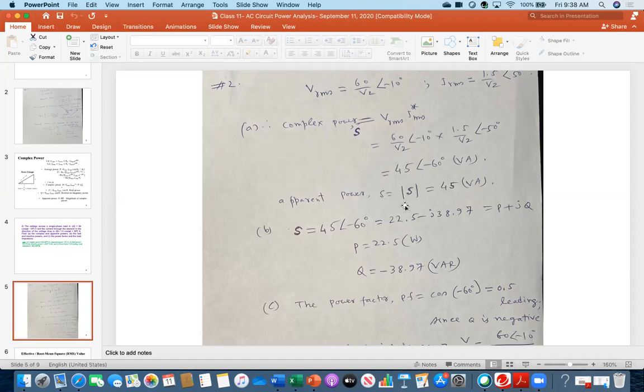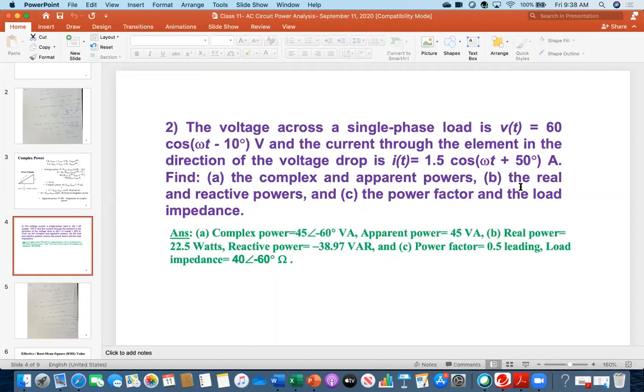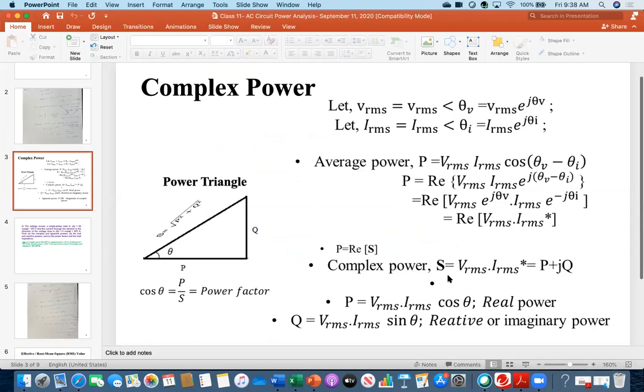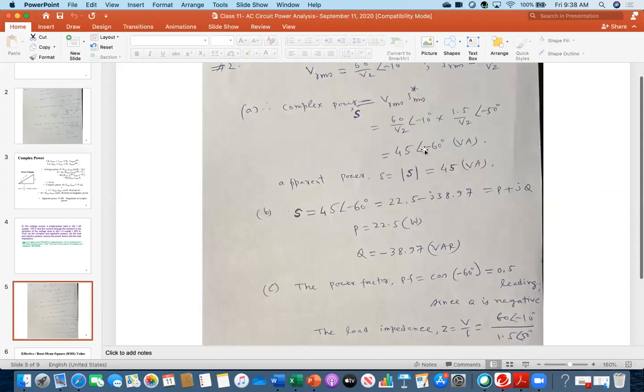And now the other question is to find out the real and reactive power. In the complex power expression, Vrms Irms conjugate, P plus jQ, this is in polar form and this is in rectangular form. Definitely the real part is the real power, and Q is the imaginary part, the reactive power.